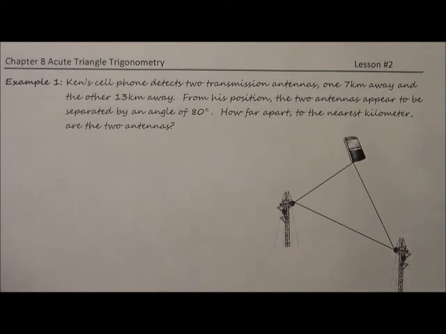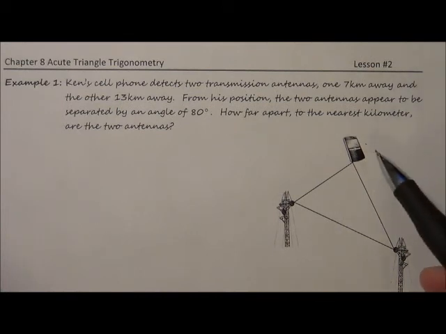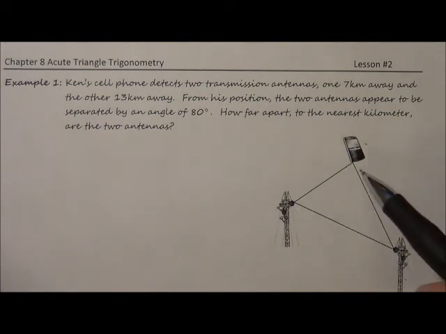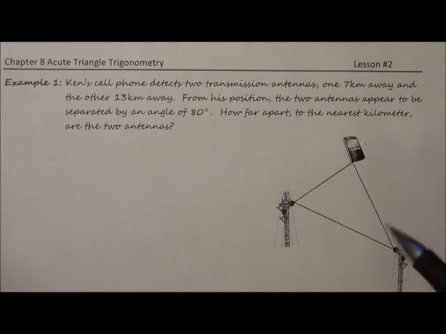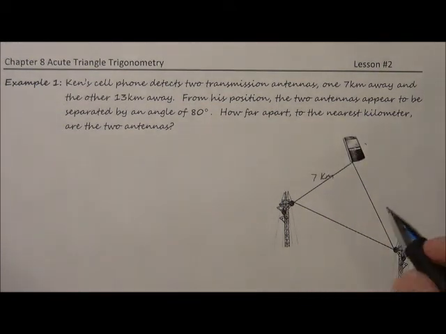So Ken has a cell phone, which would be that right there. It detects two transmission antennas, one 7 kilometers away and another 13 kilometers away. So I imagine they would be these two towers here. One is 7 kilometers away, the other is 13. By judging by the lengths, we could say that this is the 7 kilometer distance and this is 13 kilometers.